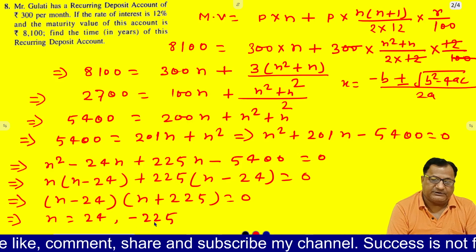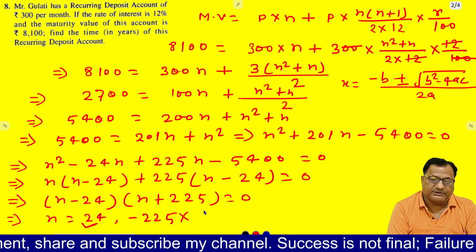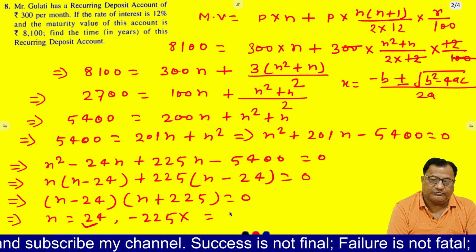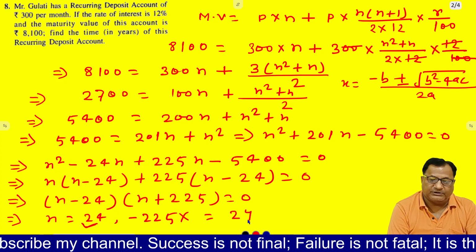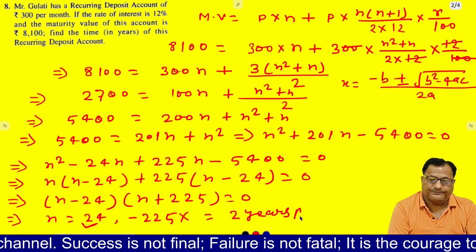Time cannot be negative, so this is rejected. So we will take this value, and this will be 24 months, so this will be 2 years. Answer will be 2 years.